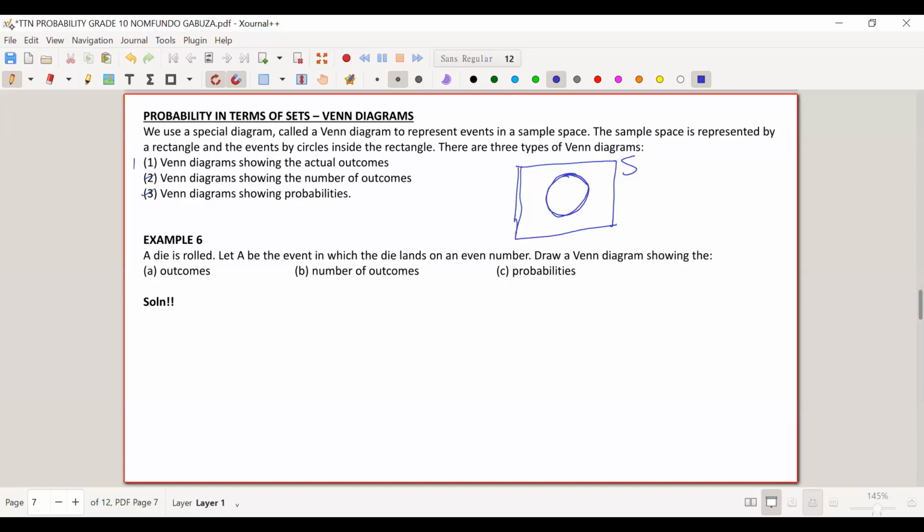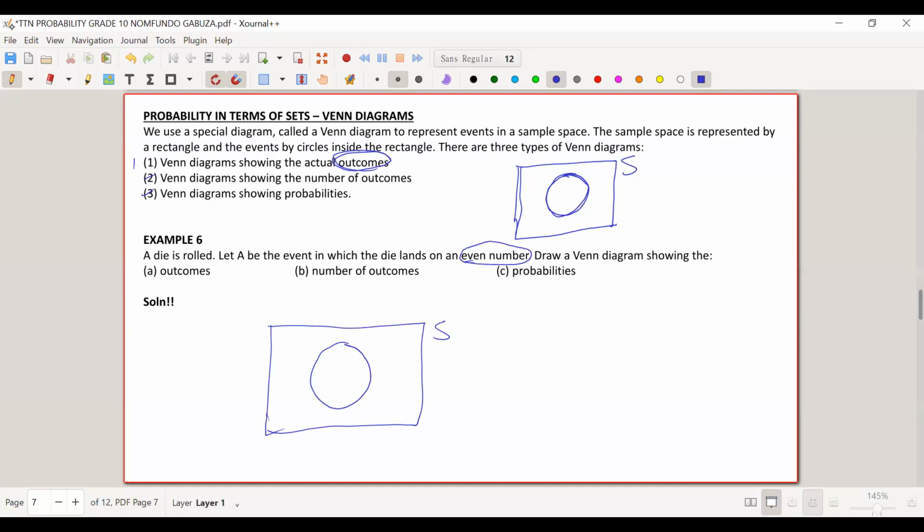Let's say a die is rolled. Let A be an event in which the die lands on an even number. Draw a diagram showing the outcomes. So we're starting with A, showing the actual outcomes. This is the sample space, S, normally represented with a rectangle, and the events of the outcomes are over here. We are looking for the even numbers.